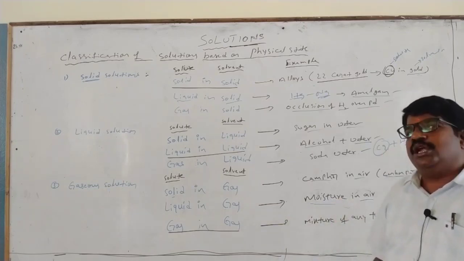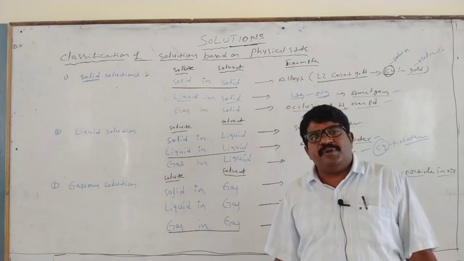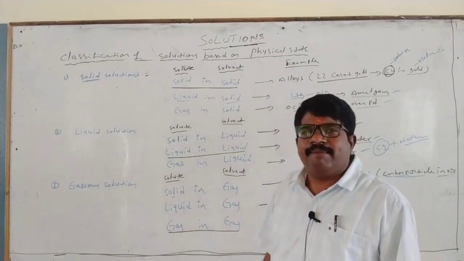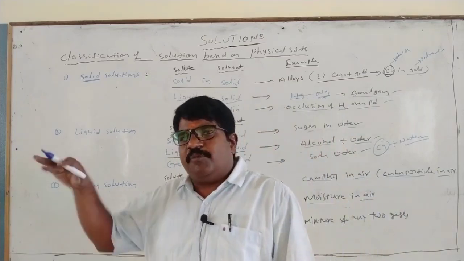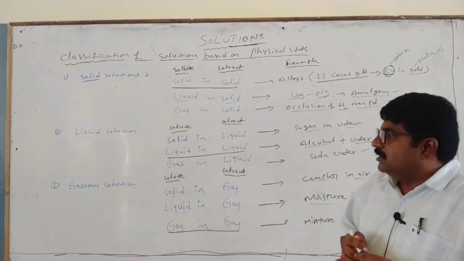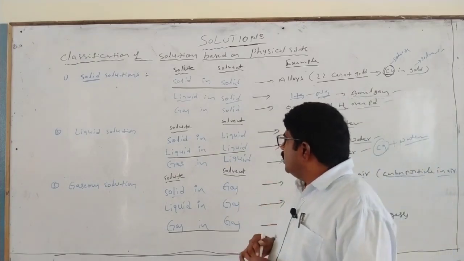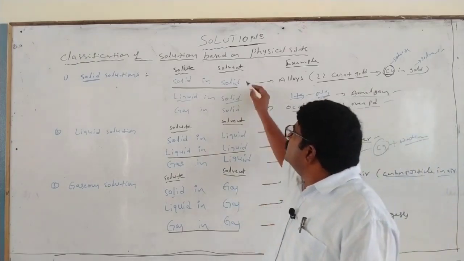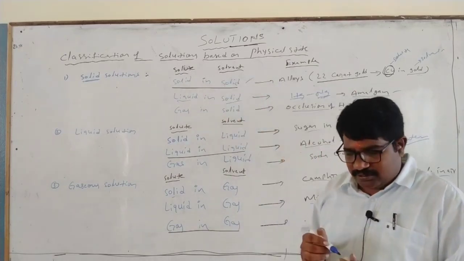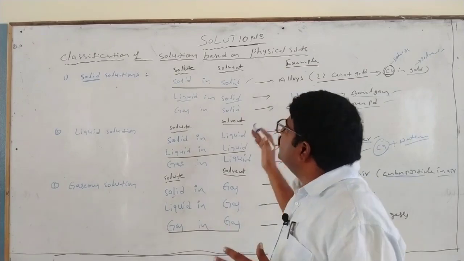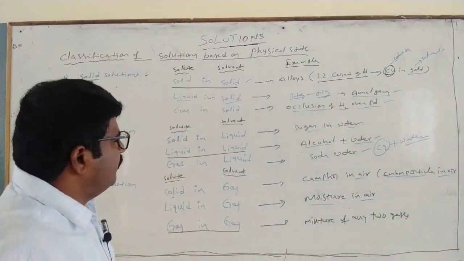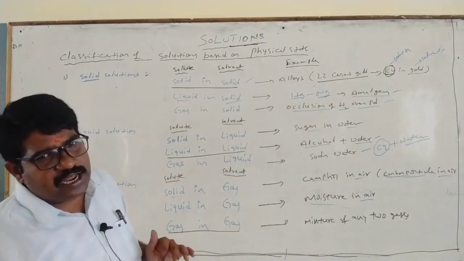Gas in gas: any two gases, the mixture of N2 and O2, the mixture of carbon dioxide, any two gases, right? So in the atmosphere, that is gas in gas. Tomorrow's class we are going to explain how solid solutions are classified. Okay na? So this is the classification of solutions. Examples are very, very important, right? So keep remembering. I hope you understand today's topic.